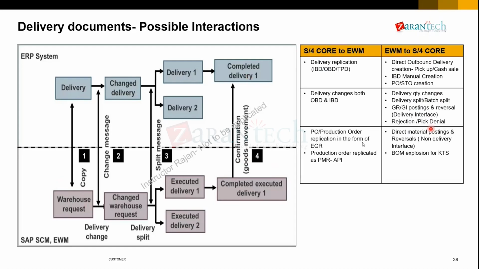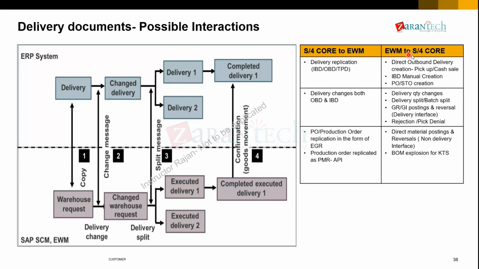Broadly speaking, these are the things happening. S4 core to EWM: delivery replication and delivery changes. We can even send the production order in the form of a production material request or the EGR. There are 2 ways of replicating the purchase order or the production order: one in the form of EGR, expected goods receipt, and the other is PMR. Just now we saw that there is one more BAPI available for sending the production order. This is only required for one scenario, called the advanced production integration scenario.